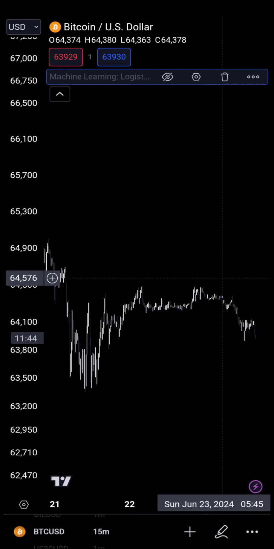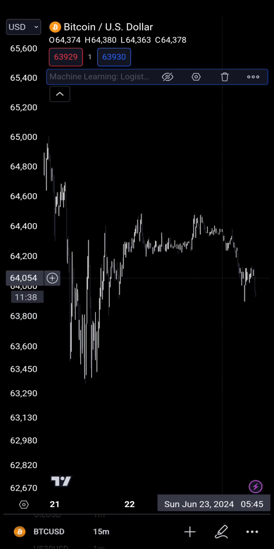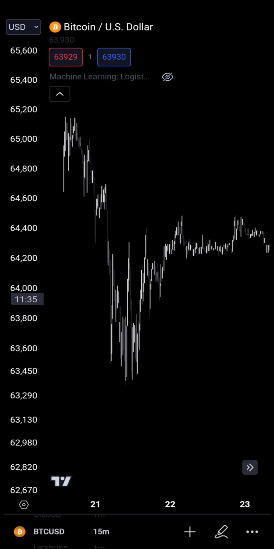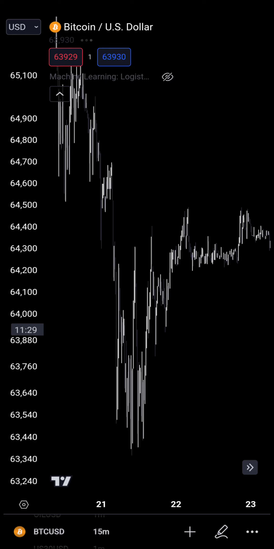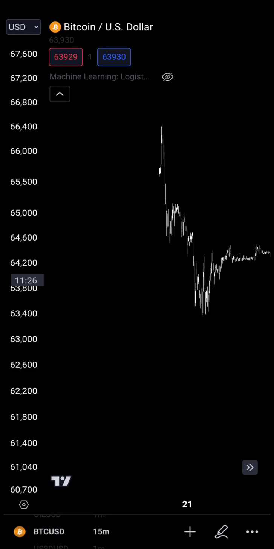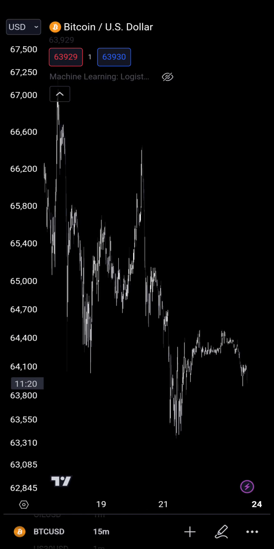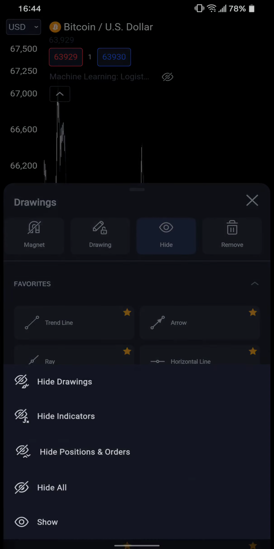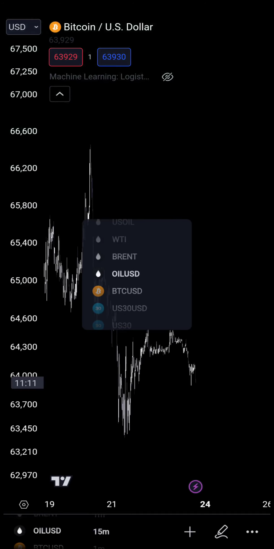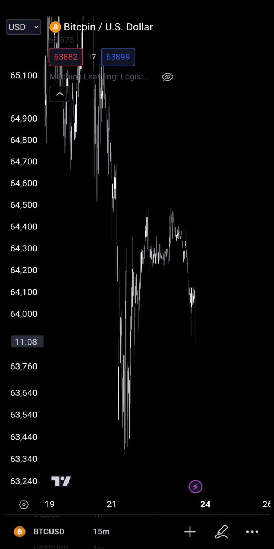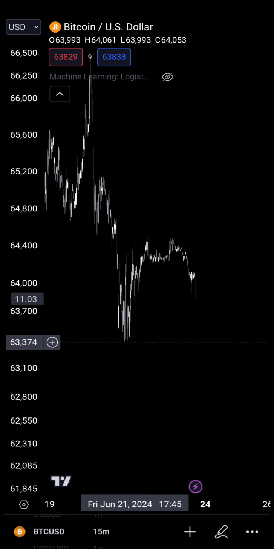Let me go back to Bitcoin, my annotations. I don't know what's going on with my annotations. I just said show it. It's not showing my annotations, but anyway, I thought price would possibly come back up here one more time before it takes this low, but I see it coming down there.